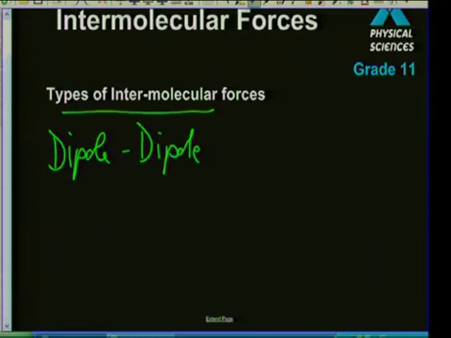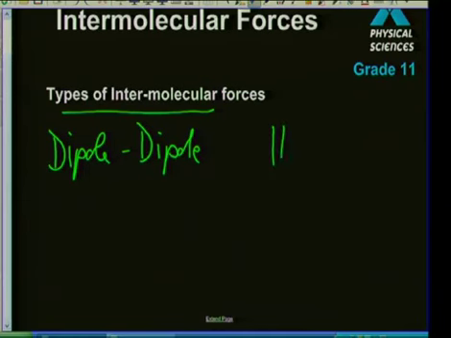Where would we find this? Well, let me give you some examples. The first example was one that we've just done in terms of hydrogen chloride. Another example would be hydrogen sulfide. These are molecules in which one end is a dipole: one end is positive, the other end is negative. So what does that look like when we put molecules together?